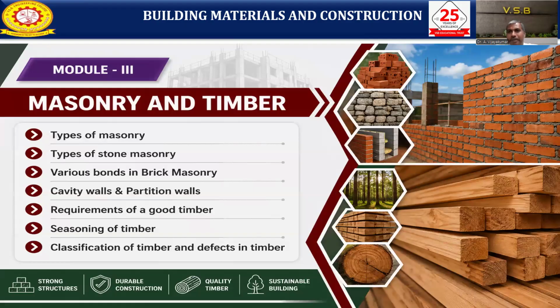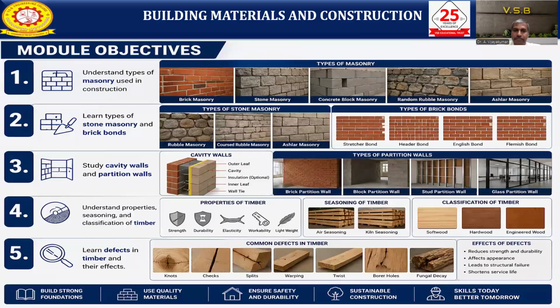It is to remove the sap, that means the moisture, which you need to remove. In seasoning also we have different methods: natural seasoning, artificial seasoning, chemical seasoning and kiln seasoning. Where we are going to use each of them, we are going to discuss, and finally we are going to see the classification of timber and defects in the timber construction process.